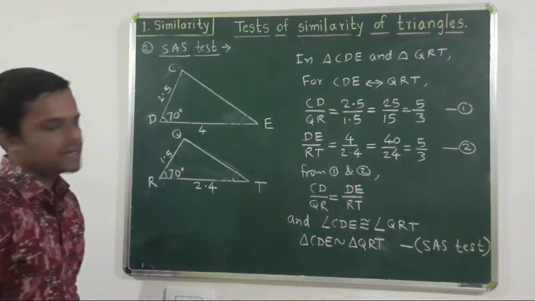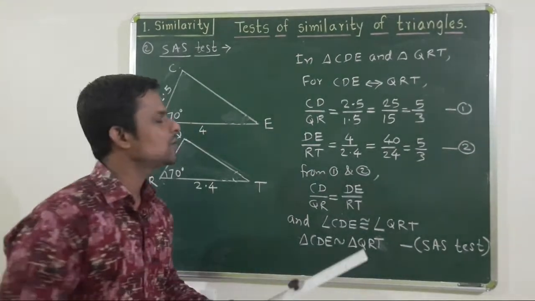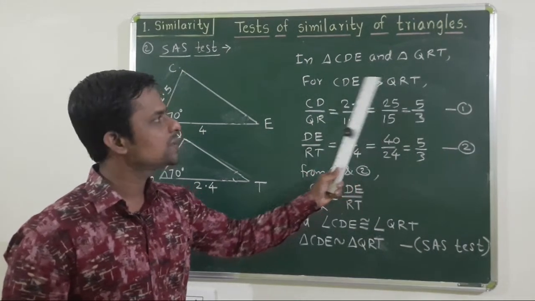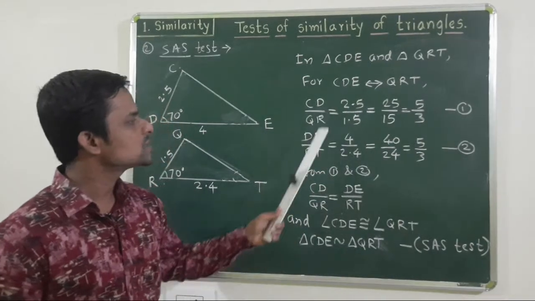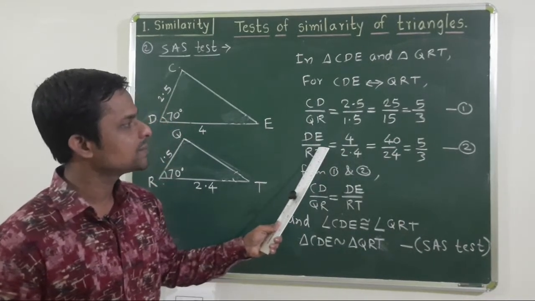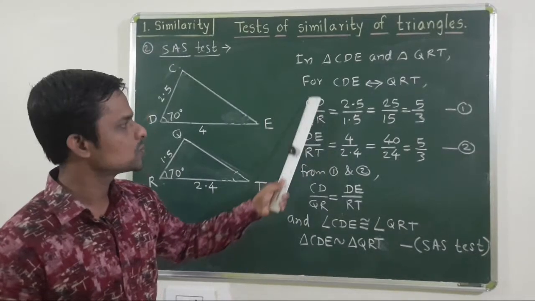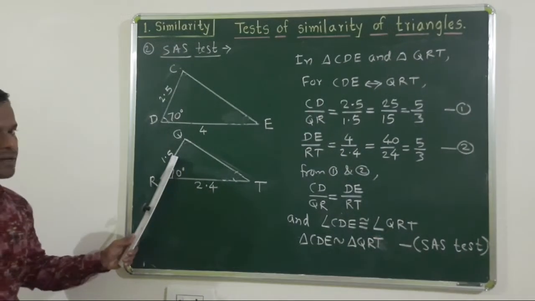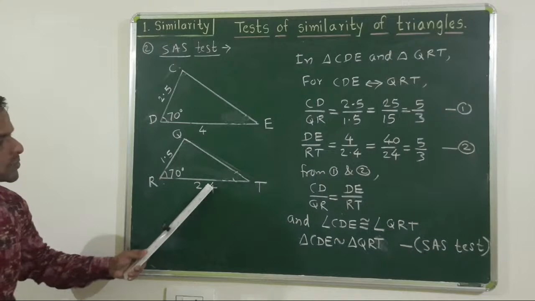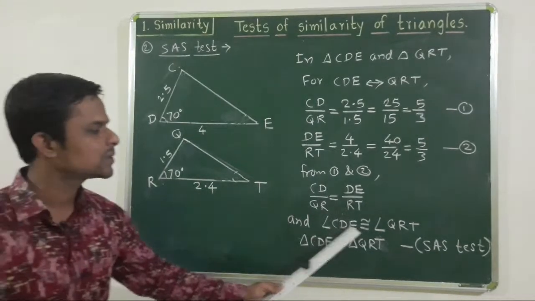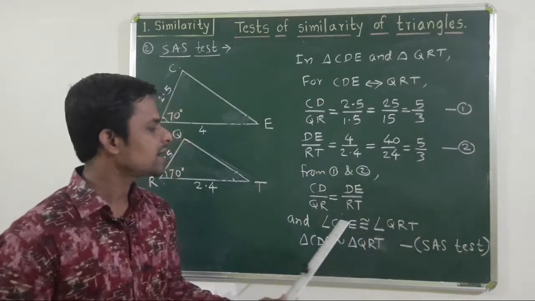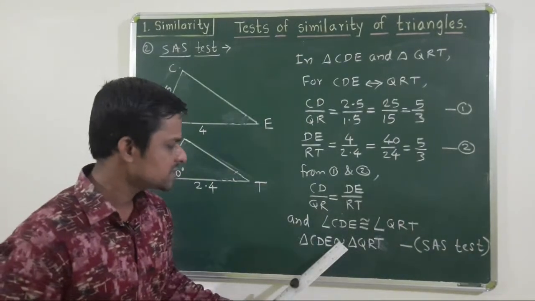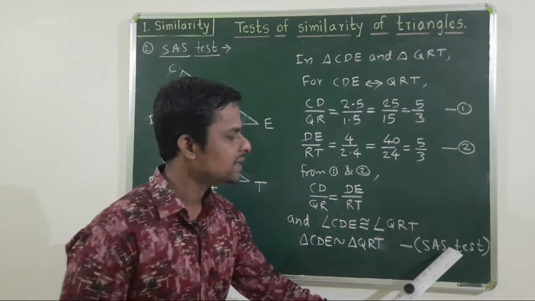This is about SAS test. Now see the meaning or definition of SAS test. For a given one-to-one correspondence between vertices of two triangles, if two sides of one triangle are in proportion with corresponding two sides of other triangle and included angles are congruent, then the two triangles are said to be similar by SAS test.